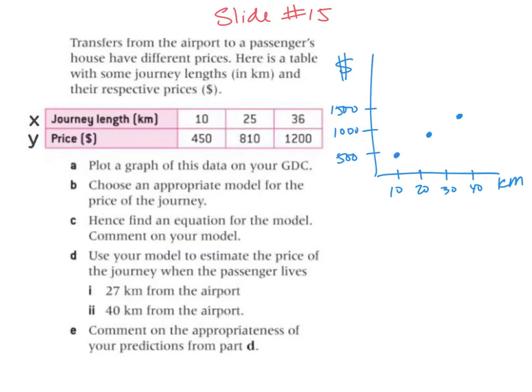Okay, this is slide number 15. It says transfers from the airport to a passenger's house have different prices. Here is a table with some journey lengths in kilometers and their respective prices in dollars. Okay, so the first thing you're gonna do is plot a graph of this data on your GDC.